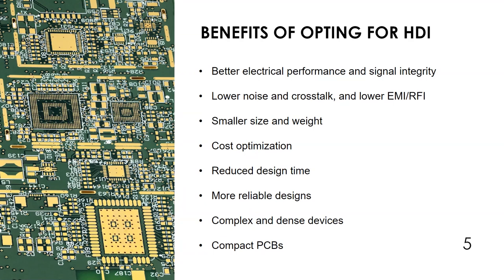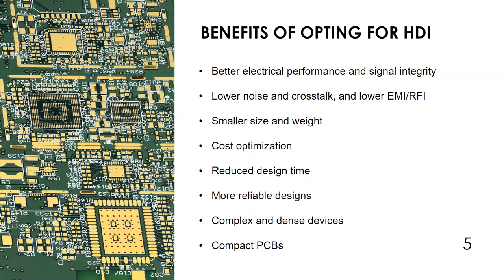Electromagnetic interference, then there is one more factor called RFI, radio frequency interference. They act on those traces. That's why it is always better to go for HDI if you want increased electrical performance. Then noise, crosstalk and lower EMI/RFI are characteristics of the signal. So if you consider HDI, how these characteristics improve, we can study that.